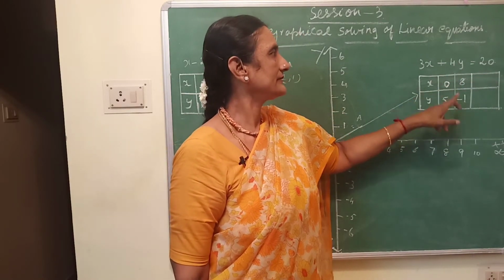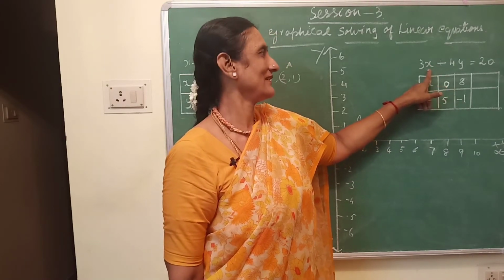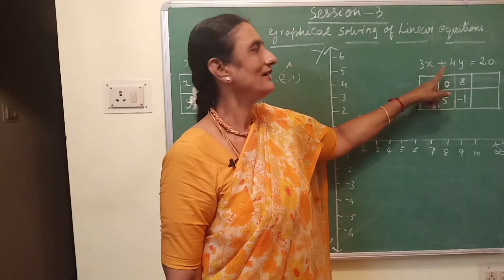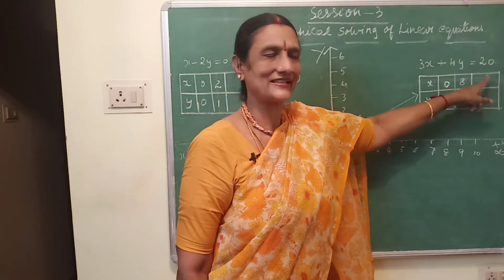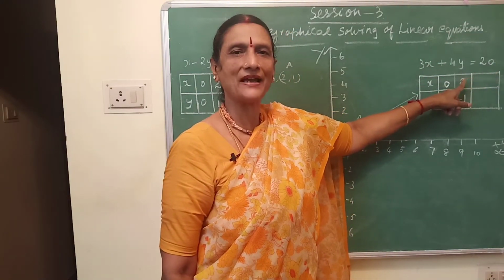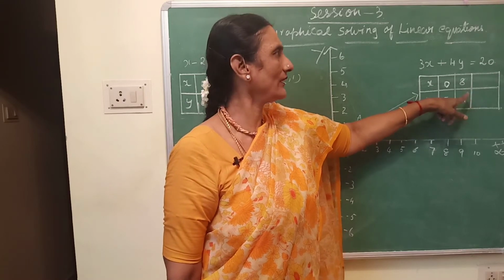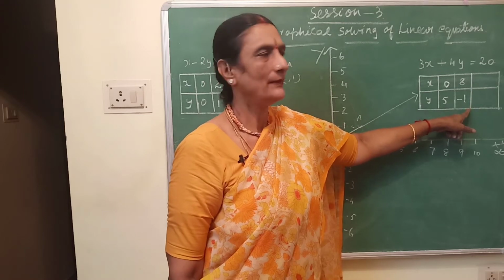Now, in order to avoid fractions, here I have given a value 8 for x. So 8 3s are 24. Transposing to the other side, that becomes 20 minus 24, which gives an answer minus 4. 4y is equal to minus 4. Y is giving a value minus 1.